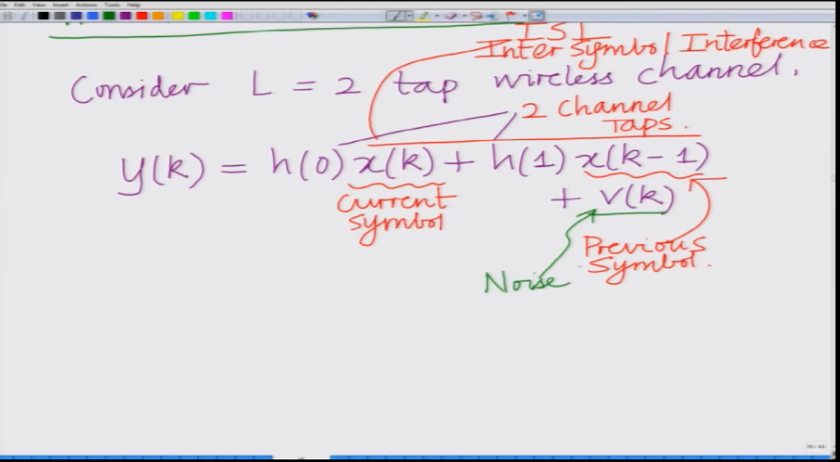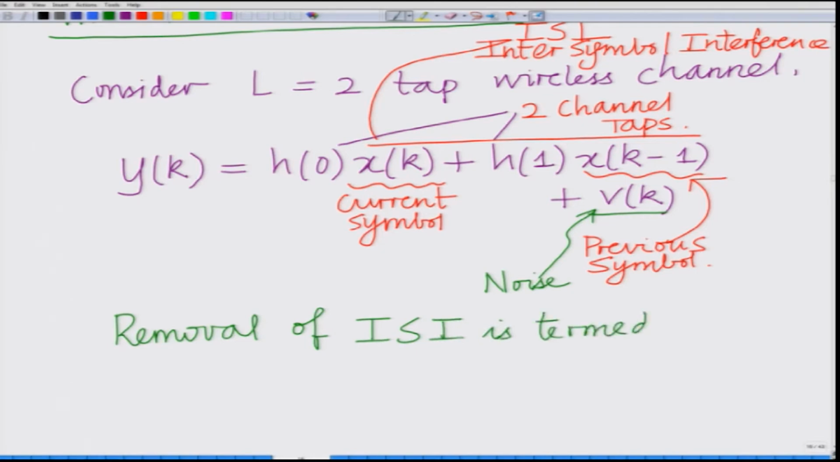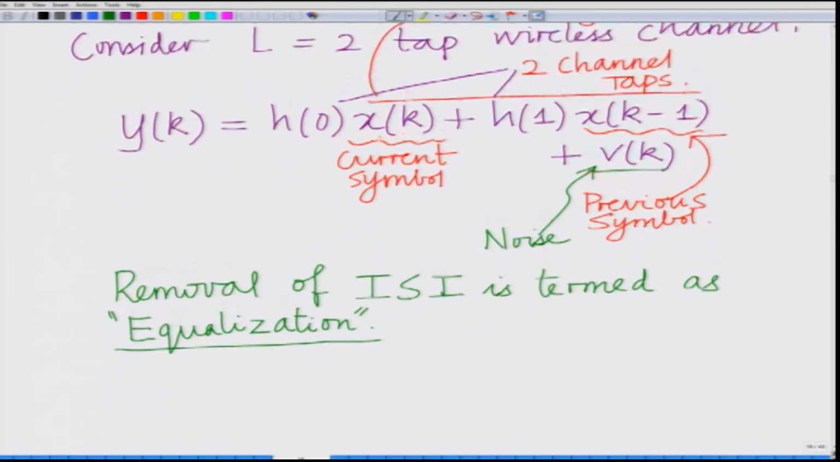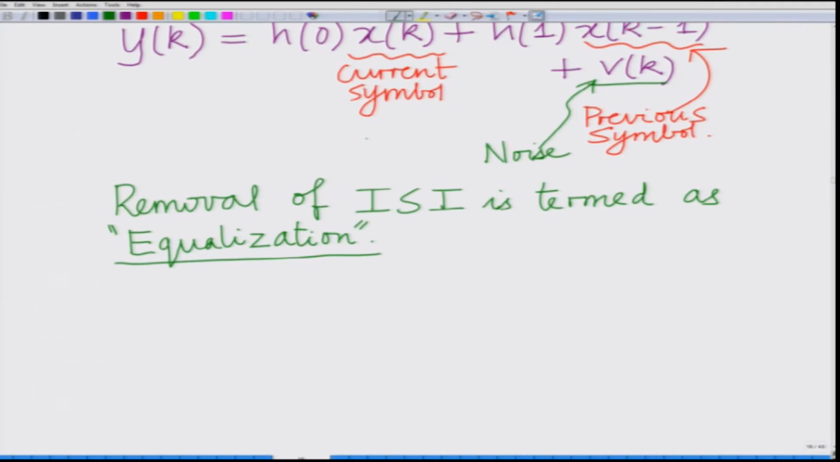or rather additive white Gaussian noise. Removal of ISI, or intersymbol interference, is termed as equalization, and we want to design an equalizer to perform equalization in this wireless communication channel, thereby removing the effect of intersymbol interference, alright.